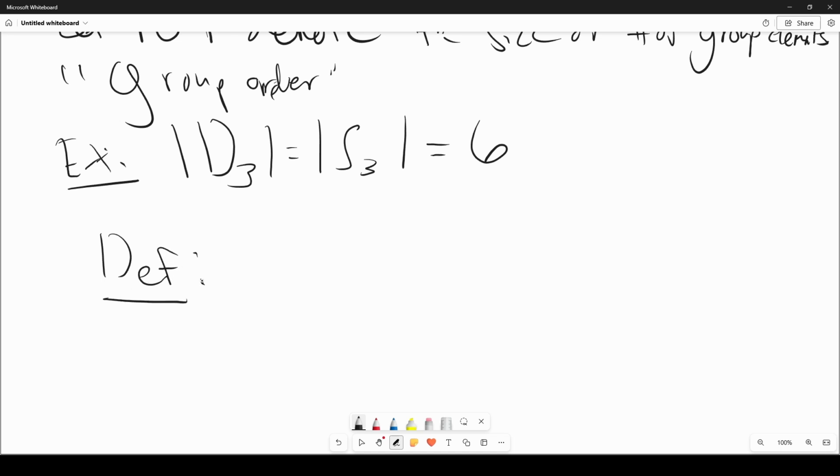Another definition. This one is going to, instead of defining the order of a group, define the order of elements in a group. Okay. So now I'm going to just write: let G be a group.